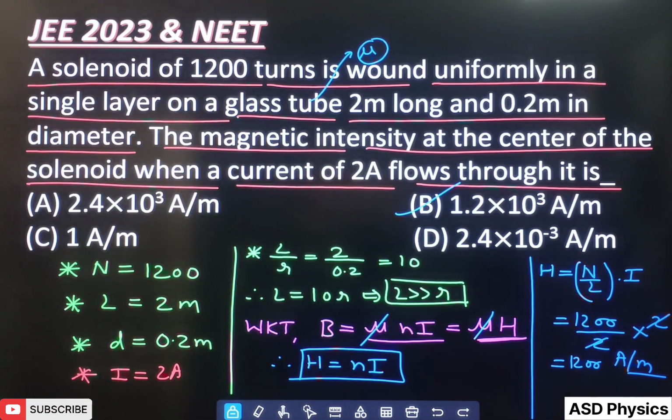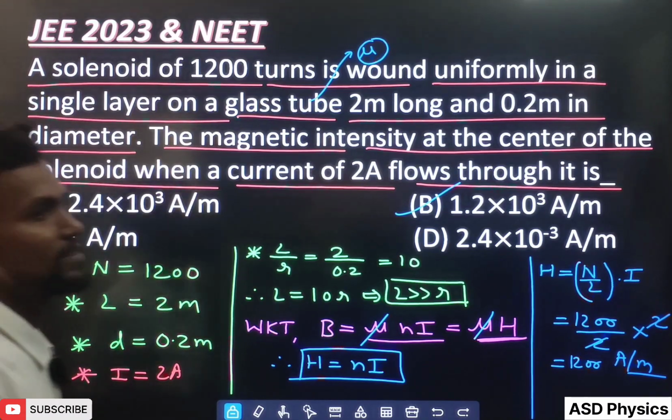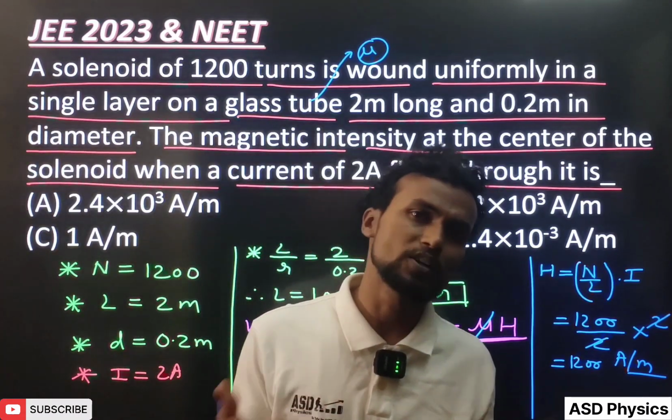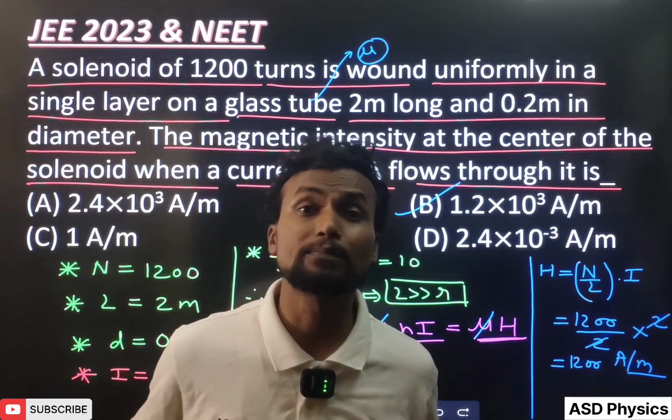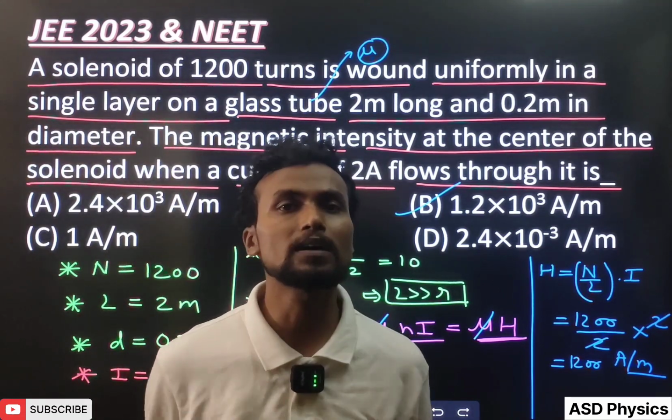Kindly see, students. As they have asked to calculate magnetic intensity, the magnetic intensity H equal to n i. Whether this is a glass tube or some other material is there, magnetic intensity is independent of the material and all that.